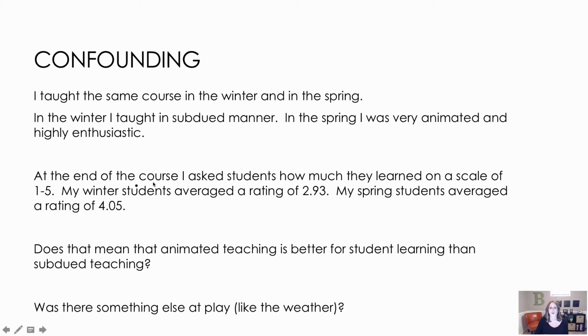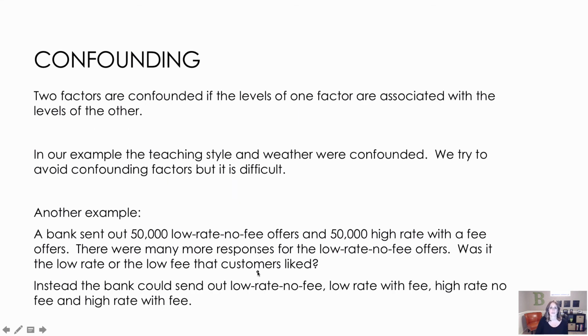And at the end of my course, I asked the students how much they learned on a scale of 1 to 5. Well, my winter students averaged 2.93 and my spring 4.05. So killing it as a professor. However, was that because I taught in a different manner, or could there be other factors at play? So if I'm depressed or subdued in the winter, is it possible that many of my students also feel that way? Sure. So that would be a confounding variable.